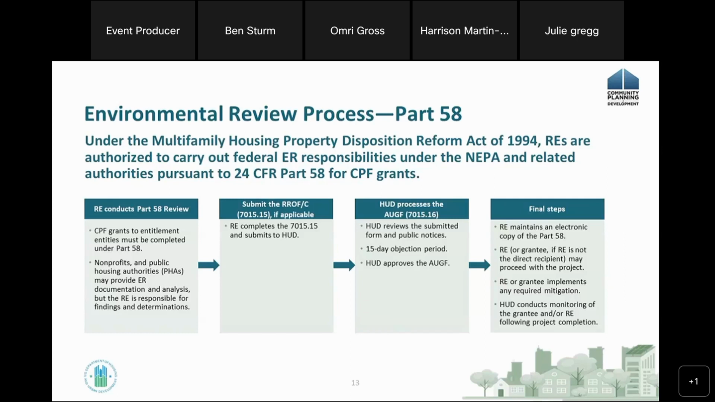Now, one note to point out here is that if a CPF grant is awarded to a CPD entitlement community, that CPD entitlement community must serve as the responsible entity for their own CPF projects. Now, a CPD entitlement community is a local government that has been selected by HUD to receive an annual formula allocation of CPD funding. And this is CPD funding from other programs like CDBG and HOME. Now, these CPD entitlement entities are required to serve as a responsible entity for CPF projects that they are the recipient for. Next slide, please.